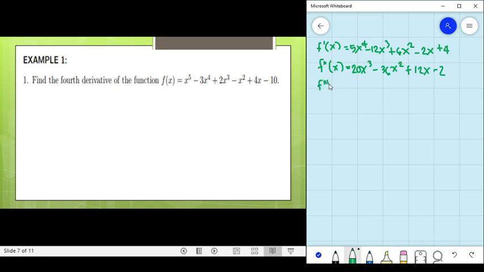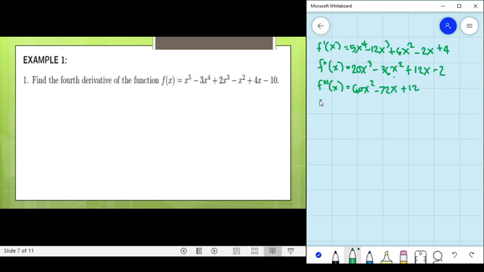Next is the third derivative of f of x, which is the derivative of the second derivative. So therefore the derivative of this is 60x squared. Derivative of negative 36x squared is negative 72x. And then the derivative of 12x is positive 12. Derivative of negative 2 is 0.